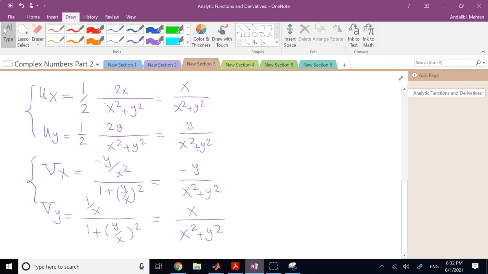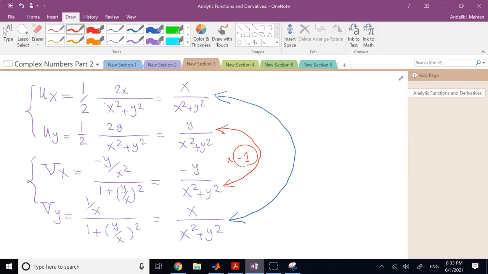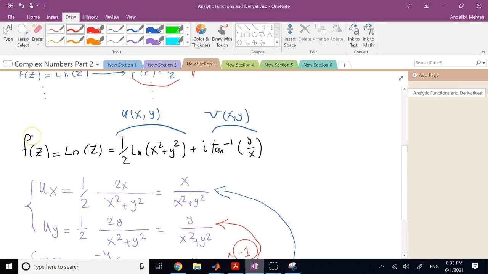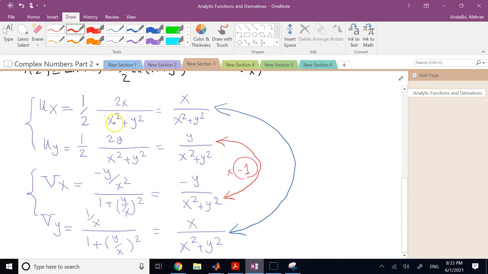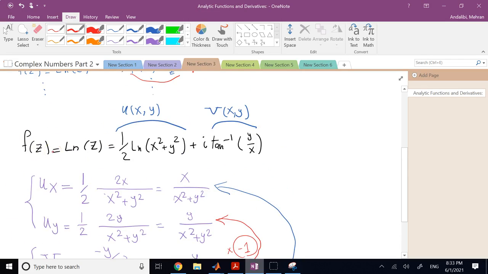And now look, the partial derivative of u with respect to x is the same as the partial derivative of v with respect to y. These are the same. And the partial derivative of u with respect to y is the negative of the partial derivative of v with respect to x. Since these conditions hold, I can say that my function f of z is an analytic function and it has a derivative. It has a derivative anywhere that these two conditions are valid. And these conditions are always valid except where x and y are both 0, which is at the origin. So this function is analytic everywhere except at the origin.